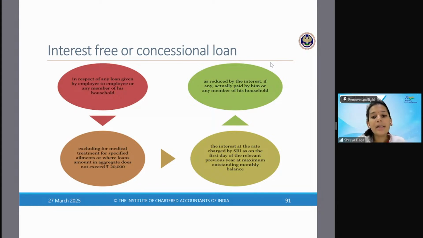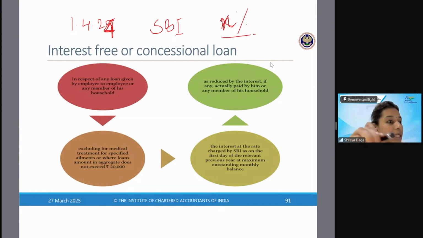Okay, and at what rate should the interest actually be calculated? Because if they are giving you interest free, then how will you calculate the value of the perquisite? Then you will take the SBI interest rate, whatever SBI charges on the first day of the relevant previous year. For you people, that is financial year 24-25. So on 1st April 24, what rate does SBI charge? That rate you will take. Suppose that is X percentage.